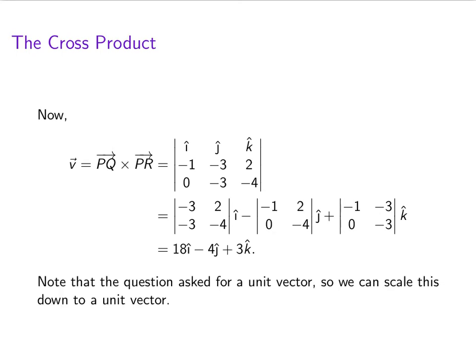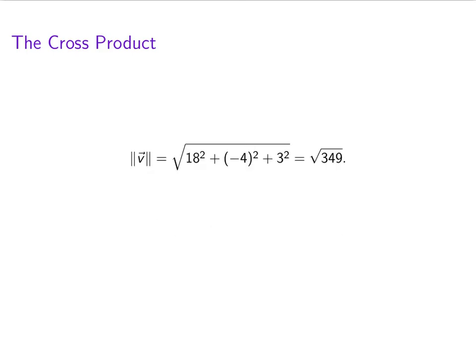Now we're not quite done because the question asked for a unit vector. So what we need to do is take this vector and scale it down to a unit vector. First we'll compute the length of this vector, which is the square root of 18 squared plus -4 squared plus 3 squared, and we get the square root of 349.